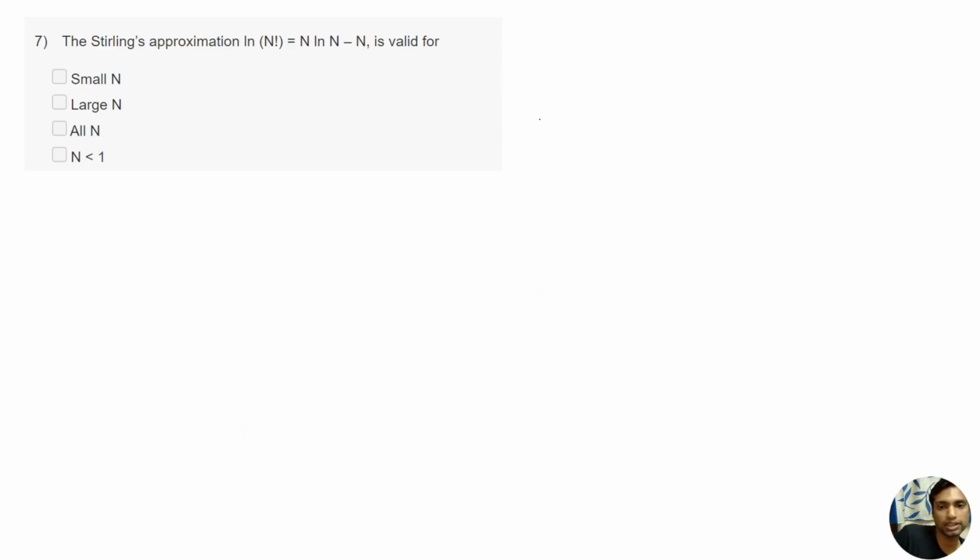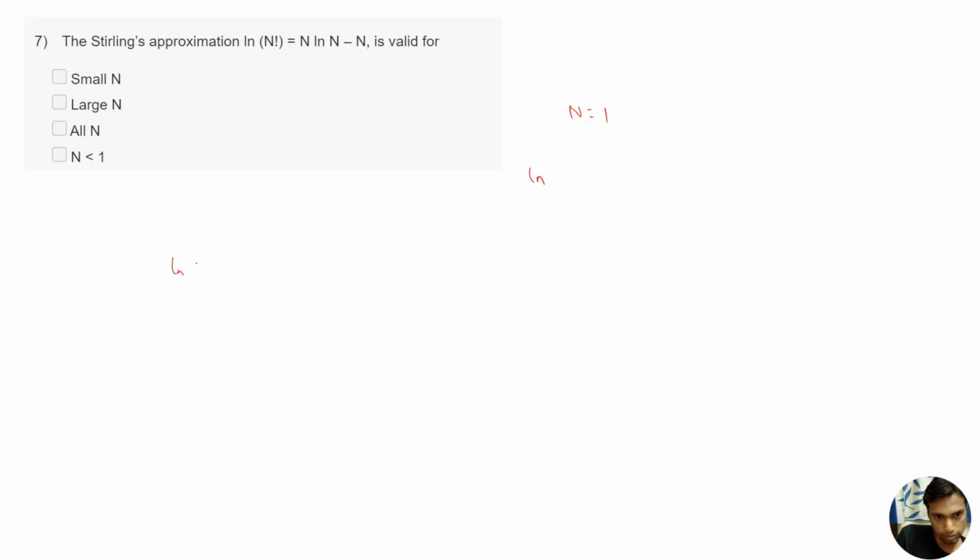It cannot be all n, right? Put n equal to 1. Is it small? It's n which is small? No, why should it be small? Do you remember where we used this, if you consider the Stirling approximation for n?